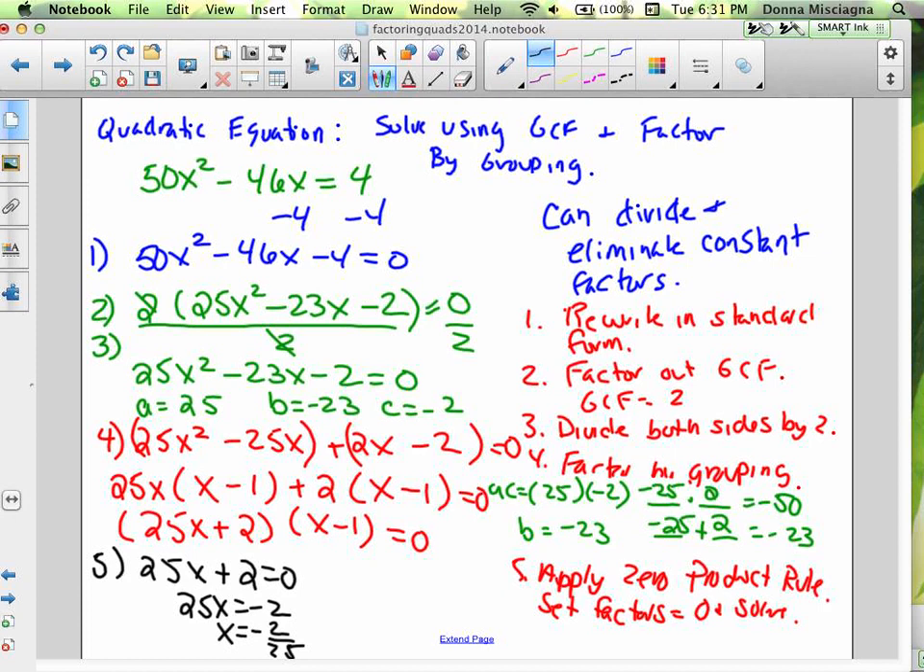That's one solution. And the other one's nice and easy. x minus 1 equals 0. Add 1 to both sides. x is 1. So those are our two solutions, negative 2 25ths and 1. And if you plugged them back in, you would indeed get 0 equals 0.